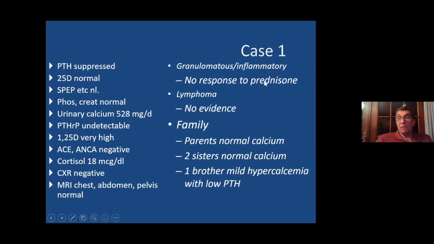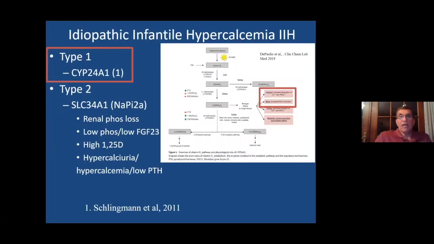Well, she didn't have a response to prednisone. That goes against granulomatous or inflammatory. No evidence of lymphoma. And I didn't have this information until much later, but I'll give it to you now. Her parents had normal calcium. 2 sisters had normal calcium. 1 brother had a calcium of 10.8 with a low PTH. And I don't have any other data on him. And so this makes us think of this idiopathic infantile hypercalcemia.